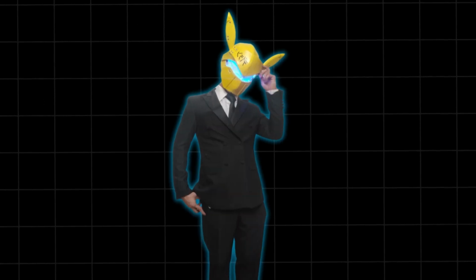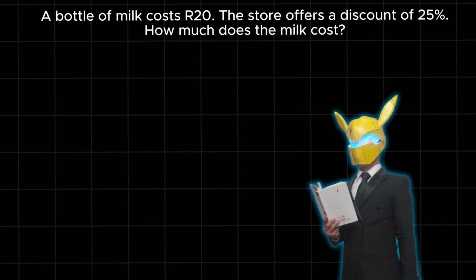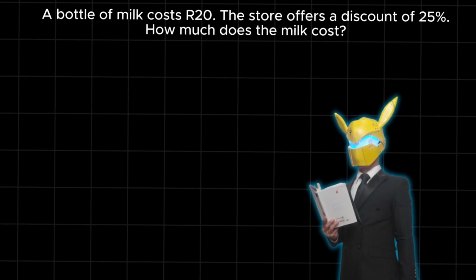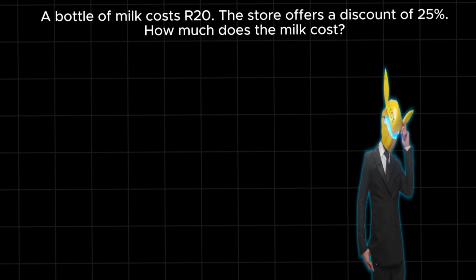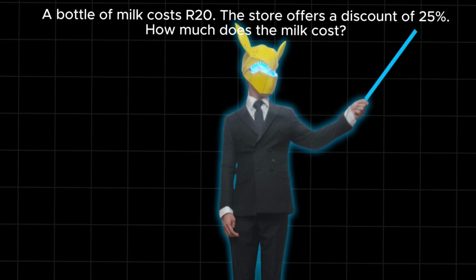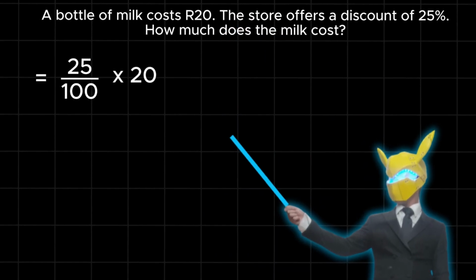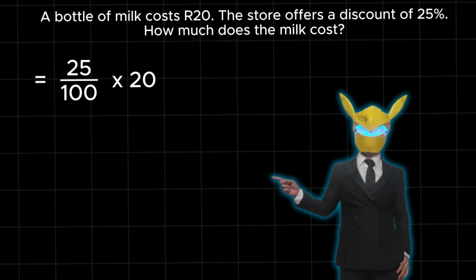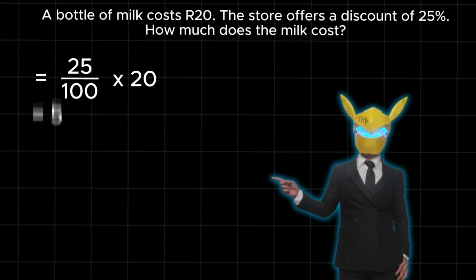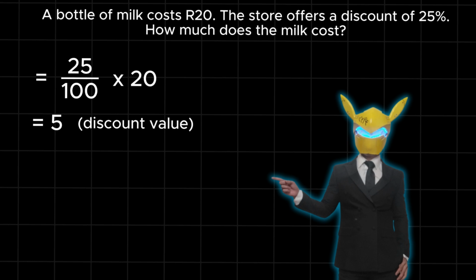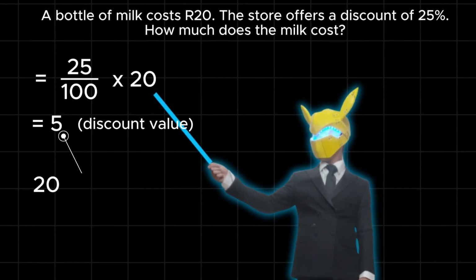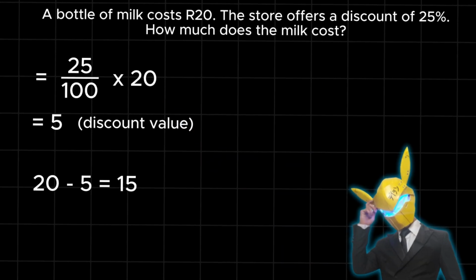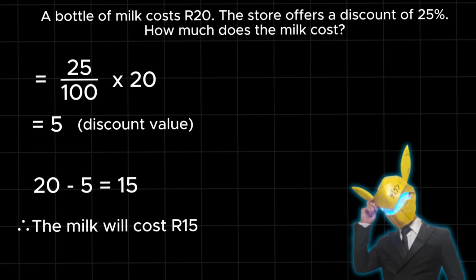Now, let's apply these percentages in real life. A bottle of milk costs 20 Rand. The store offers a discount of 25%. How much does the milk cost? Let's write out the percentage as a fraction. 25 over 100, now multiplied by the price. 25 over 100 times 20 equals 5. This 5 is our discount value. Now we take our price, which is 20, and minus our discount value. 20 minus 5 equals 15. Therefore, the milk will cost 15 Rand.